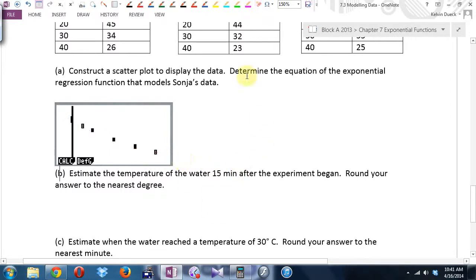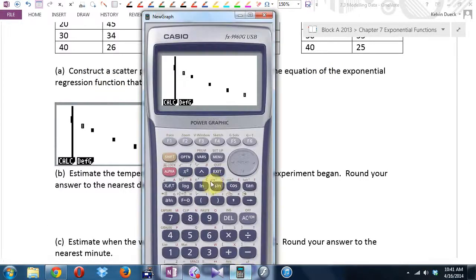It says determine the equation of the exponential regression function. Again, we used to do these by hand. Thank God we have technology because it used to take hours. Calc, arrow sideways, exponential. Now my equation's going to look different from yours. I think we'll have the same A value, yes? So your A value is 78.68, is that correct?